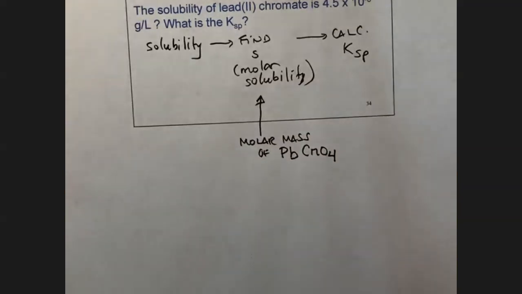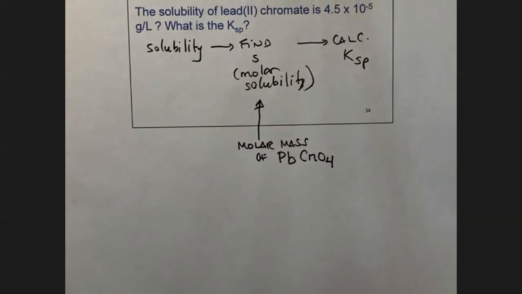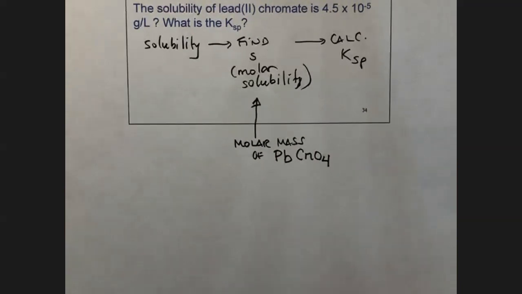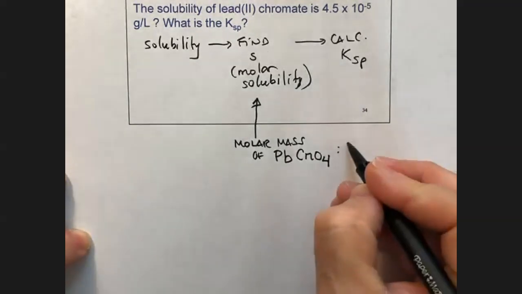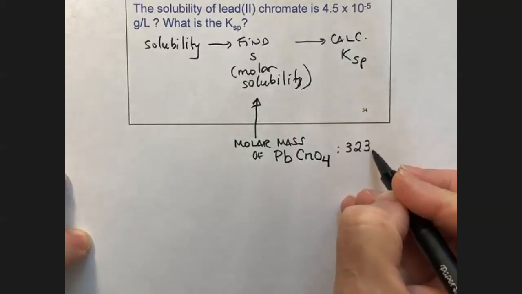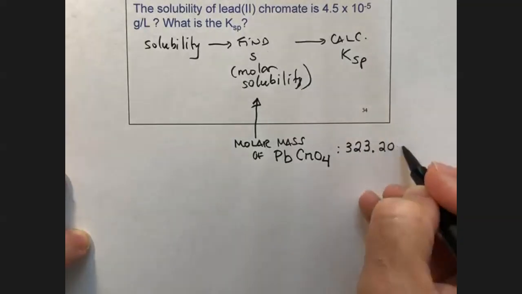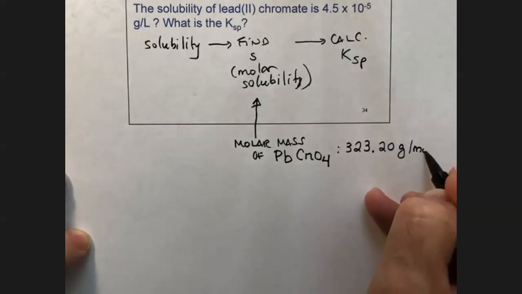And if you forgot what that is, just go ahead and look it up. This is not Chem 1A. I'm not quizzing you or testing you on whether you know how to write these formulas. This was Chem 1A stuff, but if you forgot how to do it, just look it up. Okay, so I believe that is something along the lines of 323.20 grams per mole.